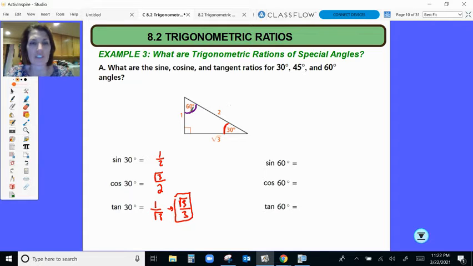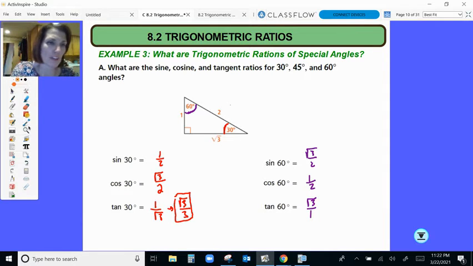Okay. How about my sine of 60 degrees? Let's look at our 60 degrees. Sine is going to be square root of 3 over 2. Okay. Notice that, well, I'll talk about that in a second. So cosine of 60 is going to be my adjacent over hypotenuse, which is 1/2. And my tangent of 60 is going to be square root of 3 over 1. Oh, I have to go back here. My apologies with this one right here.